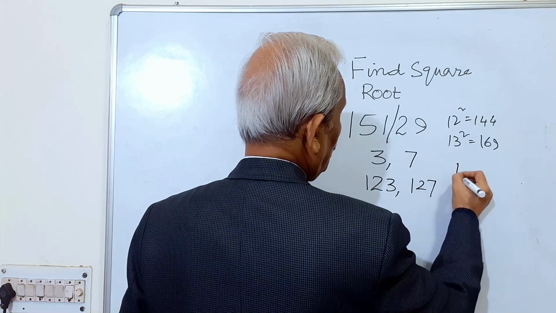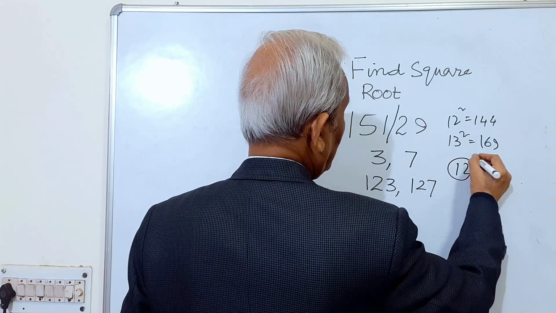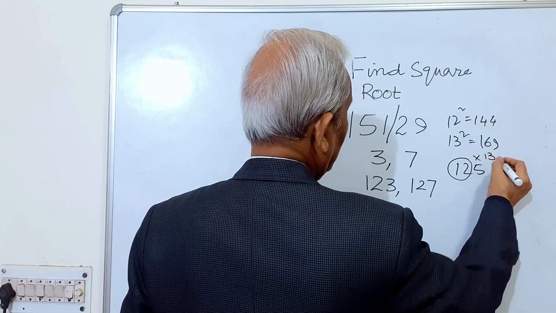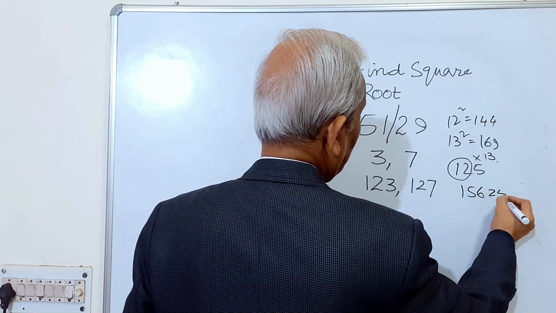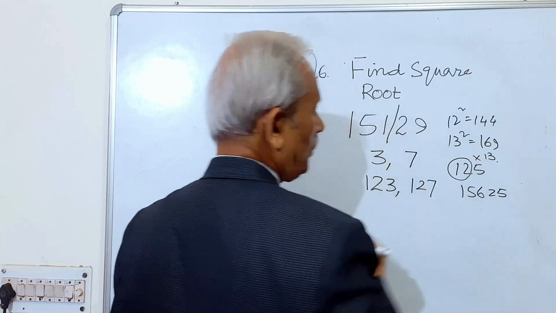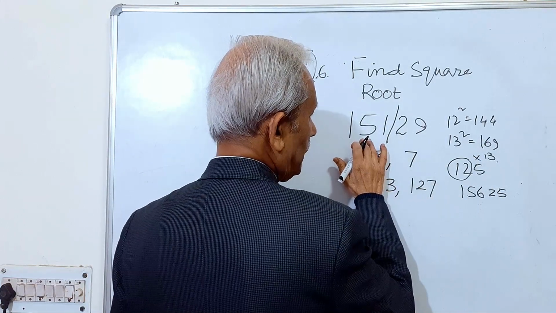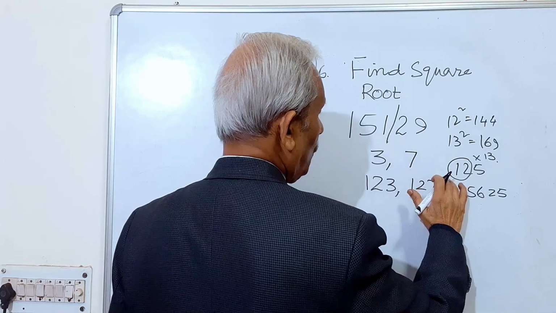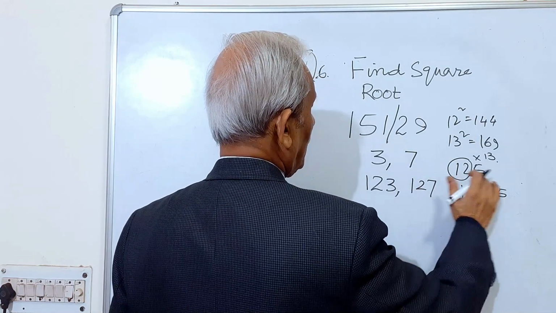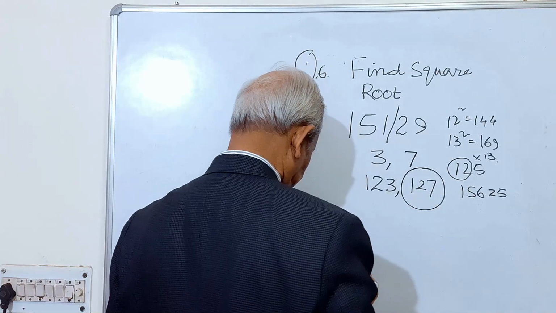Let us see 125 square. 125 square is 12 into 13, 156, and 5 square 25. Ekadhik and Purven we have applied here. 15625 is more than this. That means the square root will become more than 125. If it is more than 125, it must be 127.